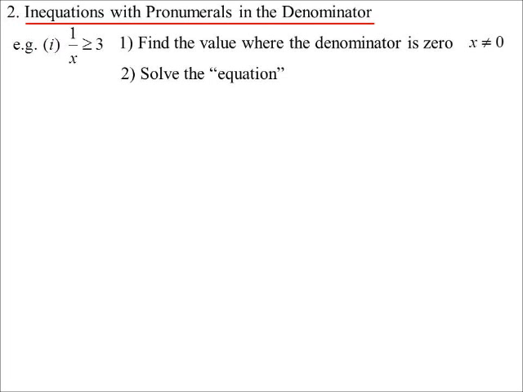Then I just solve it like it's an equation rather than an inequation, because it's a very simple thing to solve. 1 over x equals 3. Oh, x is 1/3. That gives me my 2 critical points.